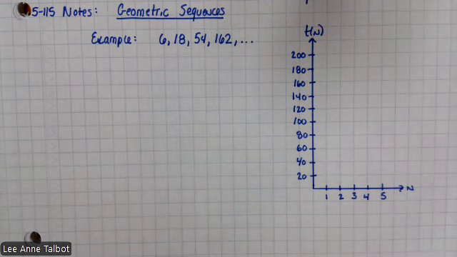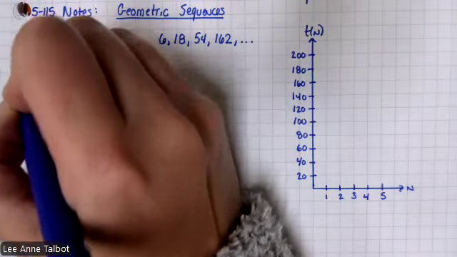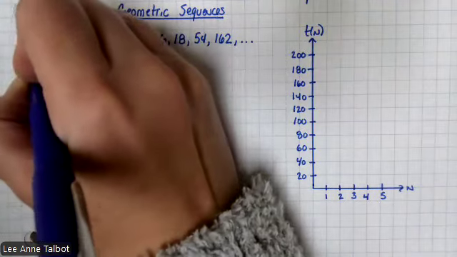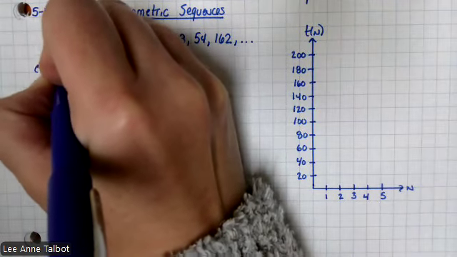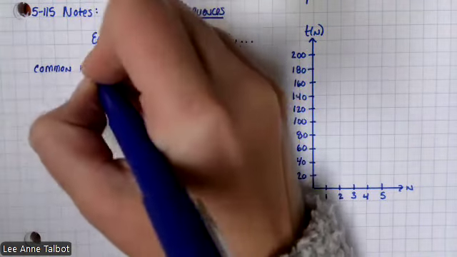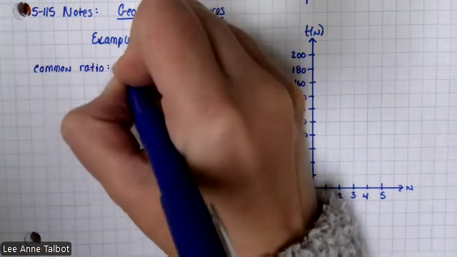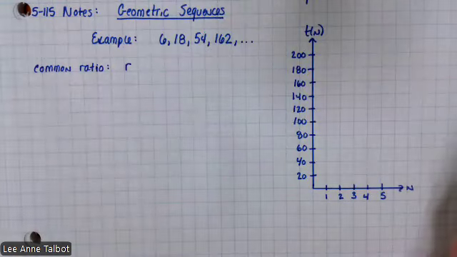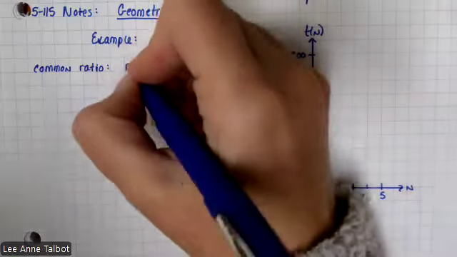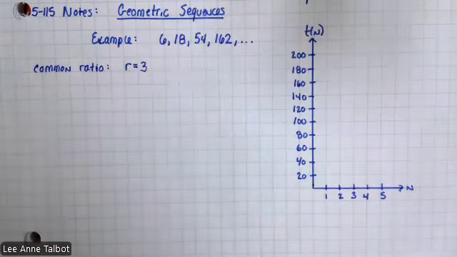Okay, so let me start this the same way that I started before. What does geometric mean? Multiplying. Great. Geometric has something different. It doesn't have a common difference. It's called a common ratio, which is R. And can you tell that the multiplier is 3? So R is 3.